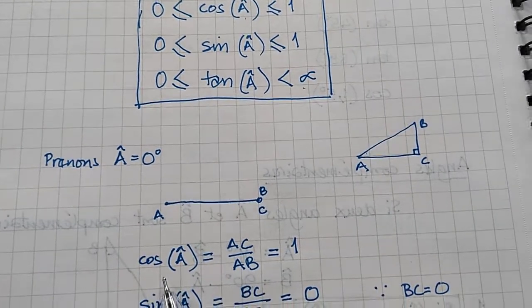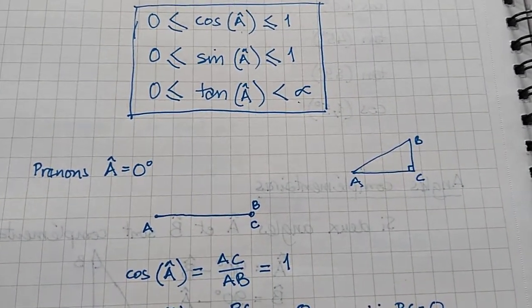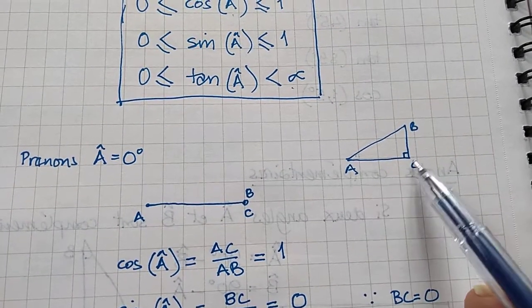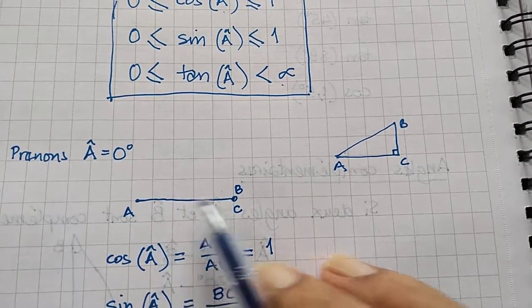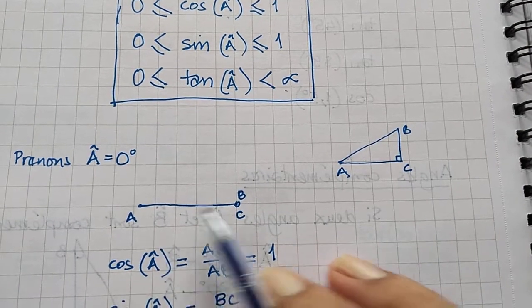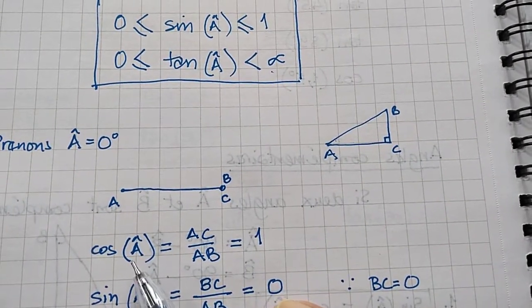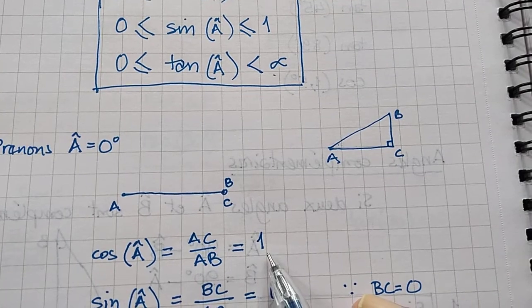So what do you see here? Cos of A is equal to AC sur AB. So AC sur AB, both are equal. AC est égal à AB. Donc, cos of A est égal à 1.